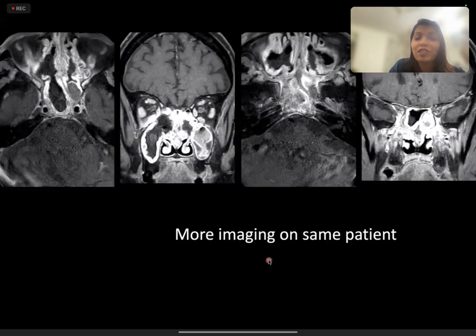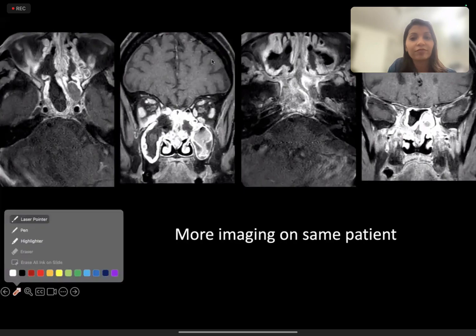So this patient proceeded to have contrast MRI, and just take a few seconds to look at these. So yeah, I think we got it correct.